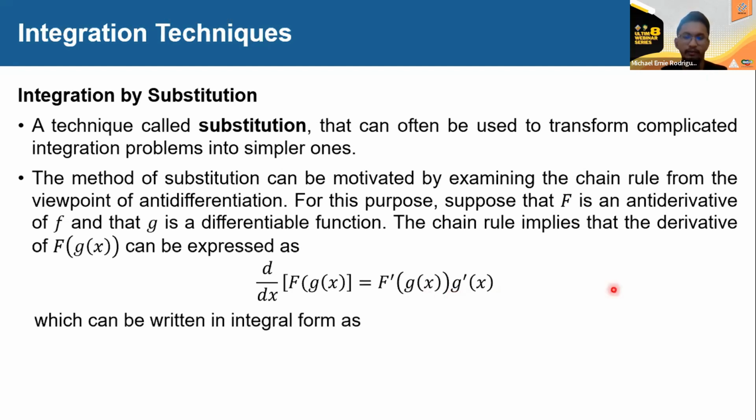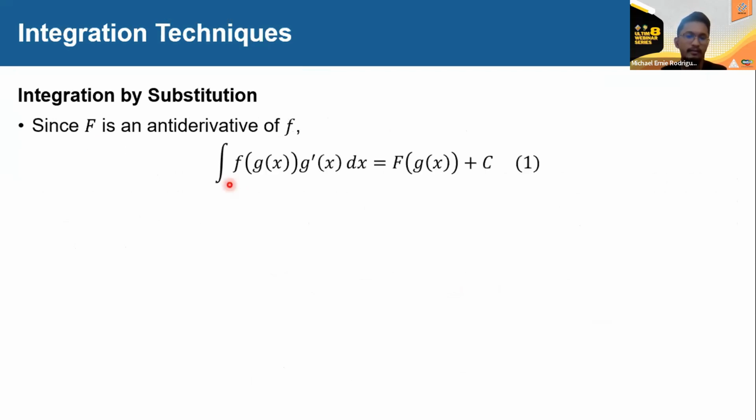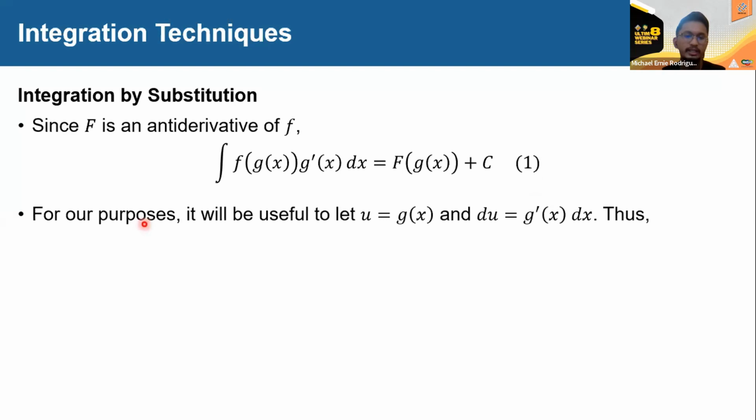Okay, so in integral form, this is the integral of f prime of g of x times g prime of x dx. So we have F of g of x plus c. And then, since F is an antiderivative of f, okay, we have this one. So we have F of g of x plus c. For our purposes, it will be useful to let u, okay, we will let u be the g of x. So we have g of x, and then the du is g prime of x dx.